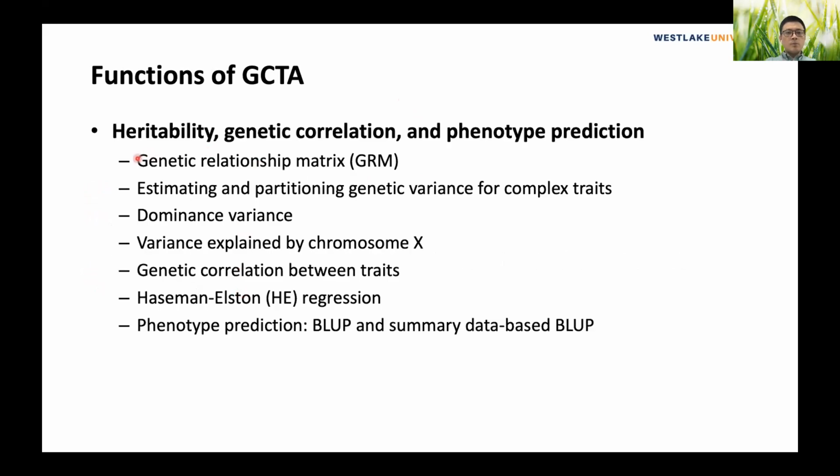So in module number 1, we have methods to compute the genetic relationship matrix, to estimate or partition genetic variation, and to estimate dominance variance or variance explained by chromosome X. We can run genetic correlation analysis or phenotype prediction analysis using BLUP or summary data-based BLUP. We also have a version of Haseman-Elston regression implemented in GCTA.